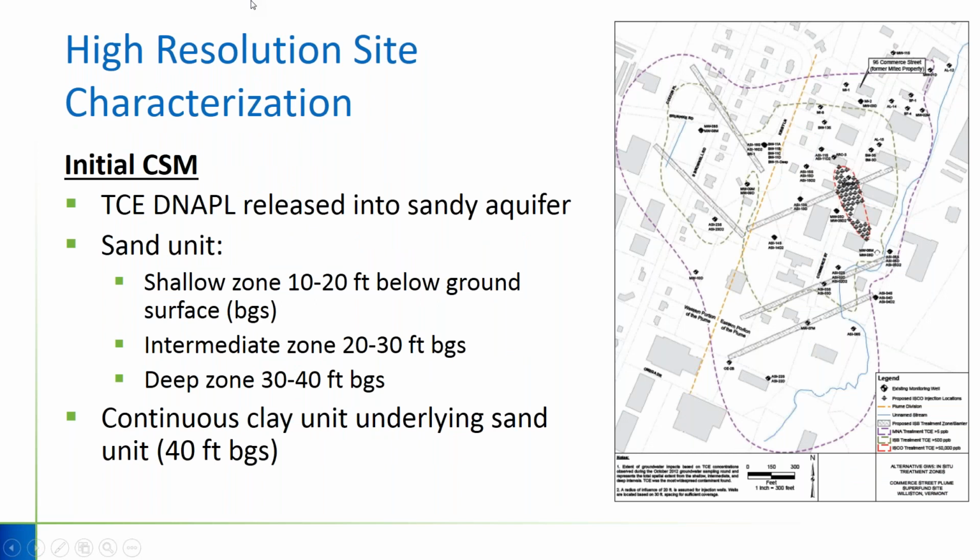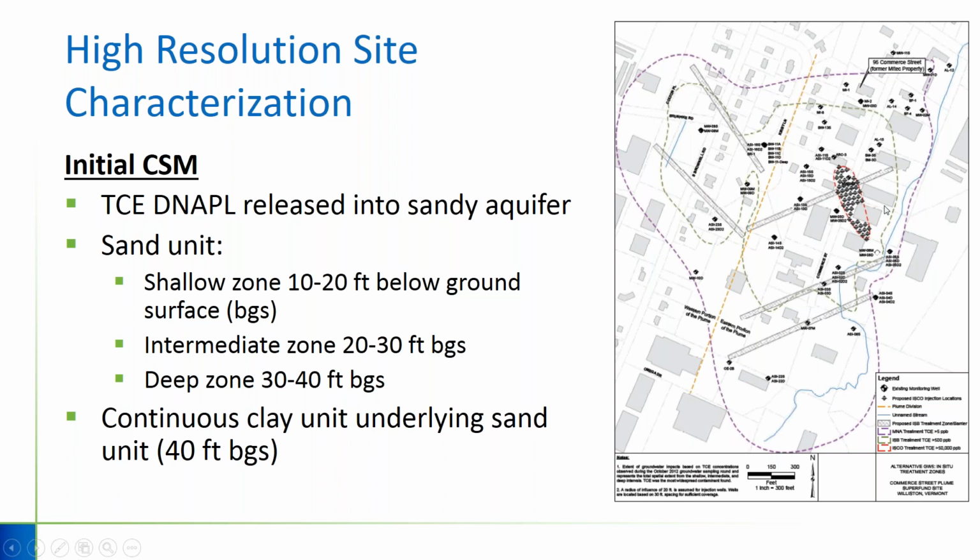So just to summarize what the initial CSM was, in terms of the release, it was a TCE DNAPL released into this sandy aquifer that went to about 40 feet below ground. That sand was subdivided into 10-foot zones, which were designated shallow, intermediate, and deep. And then there was a clay layer that was found to be continuous throughout this whole area that isolated the solvents above it, and that's been confirmed all over the place. There have been many samples that have encountered that clay. So anyway, this was the initial CSM.